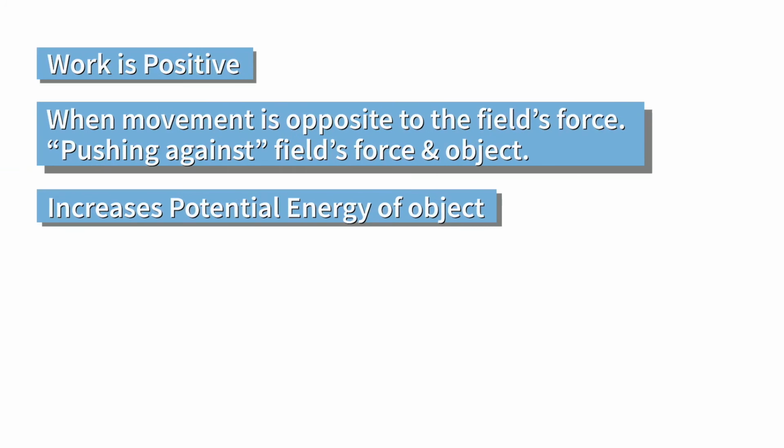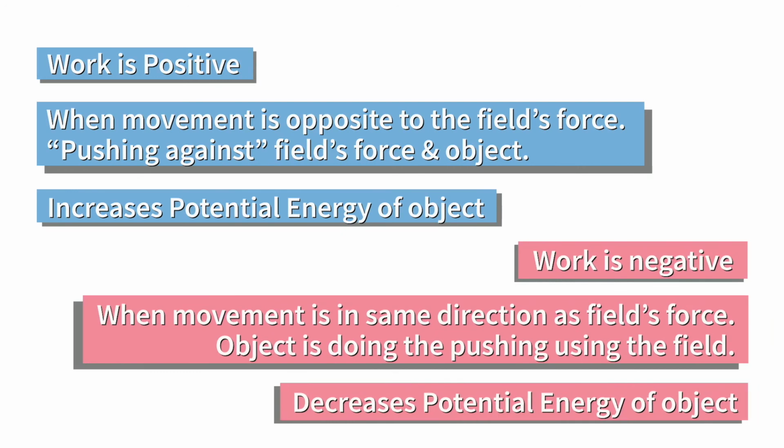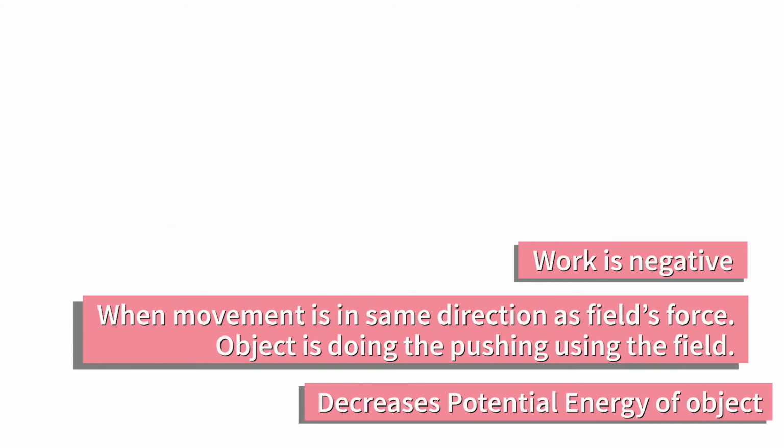Okay, so a key idea is understanding when work is positive and when it's negative. When the movement is opposite to the field's force, we're pushing against the force and moving it in the opposite direction. That increases its potential energy, so the work is positive. Conversely, the work is negative when the force being applied is resisting that motion, and that means the movement is in the same direction as the field's force. And that decreases the potential energy of the object.